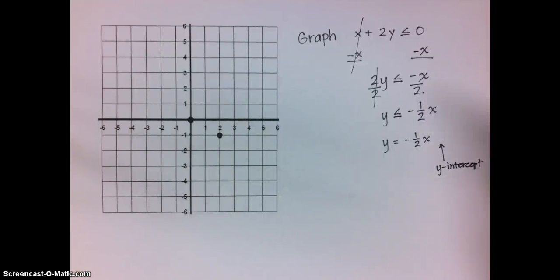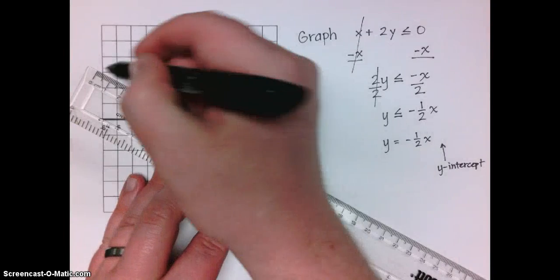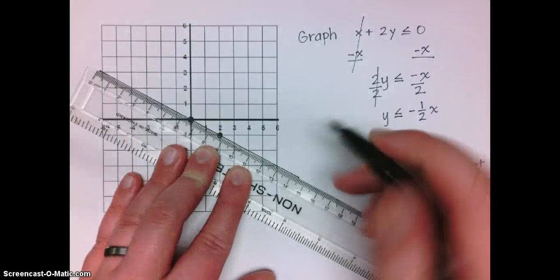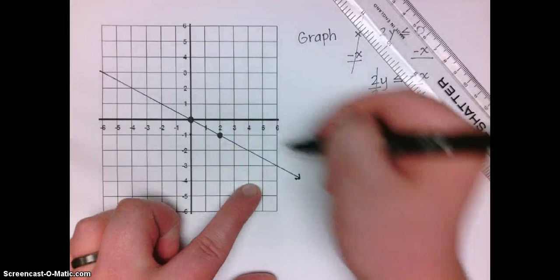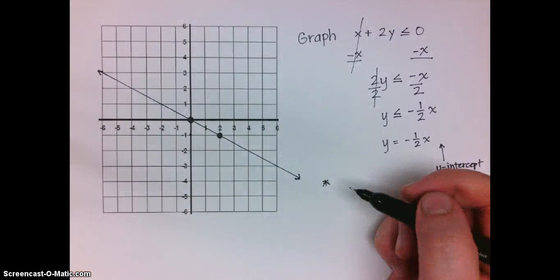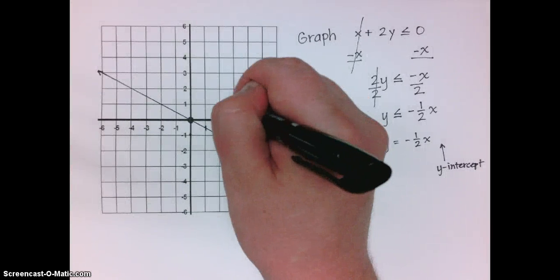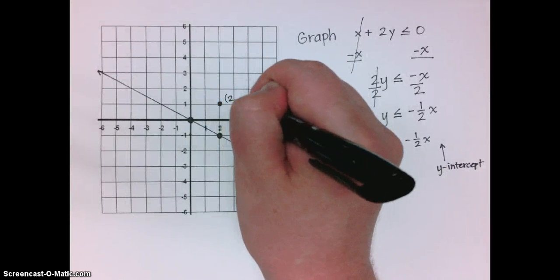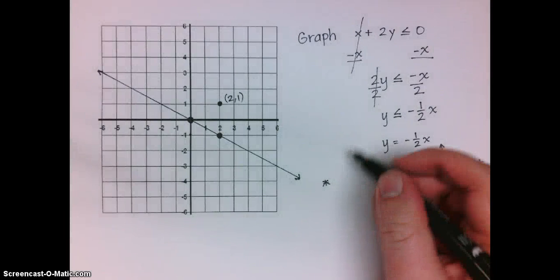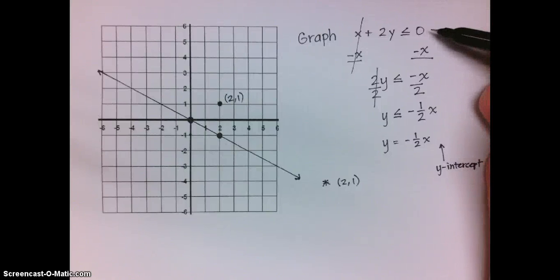Now let's look back at our beginning inequality. It is less than or equal to. Since it has that possibility of being equal to, I am going to draw a solid line. So there's my line. And now, just like we did before, we're going to pick a test point. So maybe I'm going to pick this point right here. This is 2, 1. So I'm going to pick the point 2, 1, and I'm going to plug those values into my top inequality.